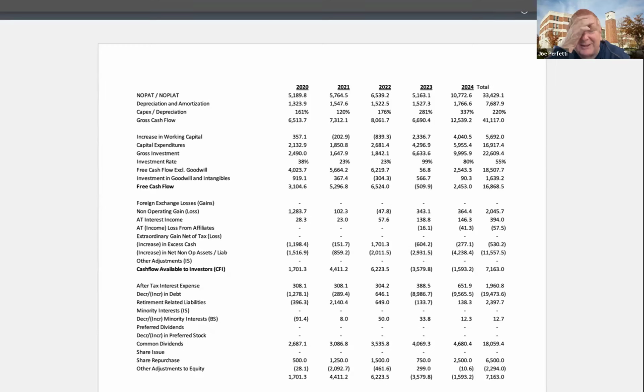By the way, before we go to the last section, has Lilly done any acquisitions? We know Procter and Gamble didn't. Did Lilly do any acquisitions?